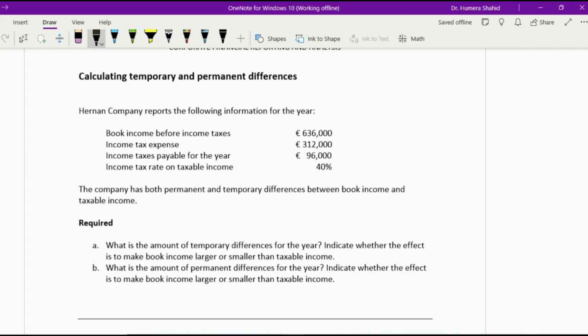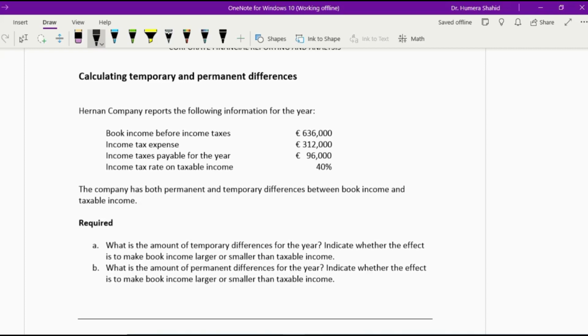Here is one exercise in which we will be trying to figure out what is the amount of temporary difference and what is the amount of permanent difference. Before reading the content of this question, I will just recall some points with you: accounting books follow GAAP and IFRS principles, whereas tax books follow the tax laws of that particular country.